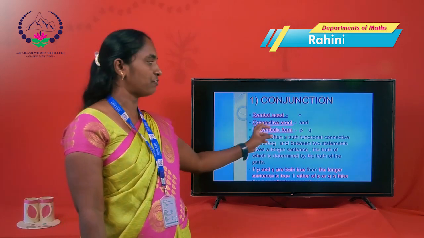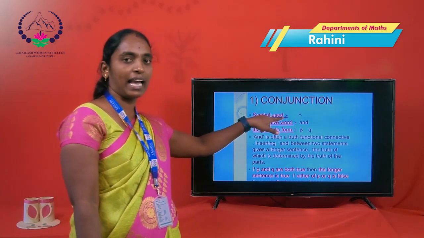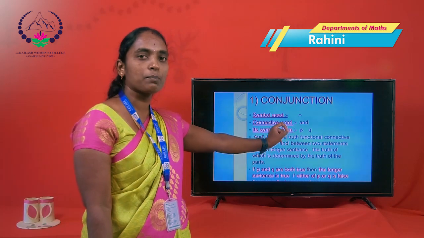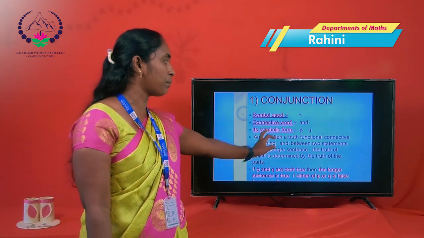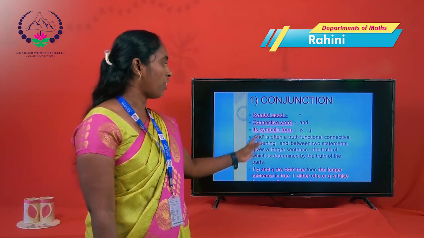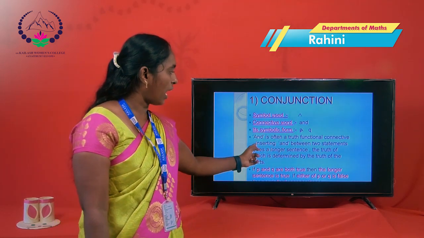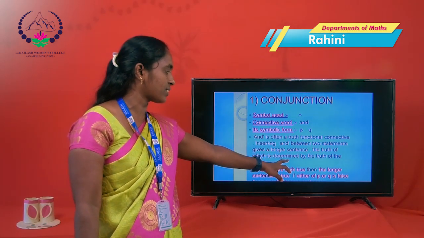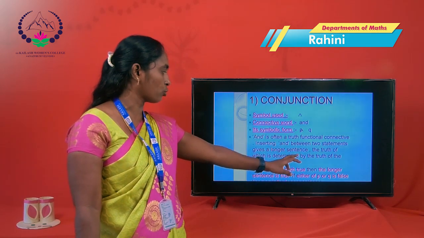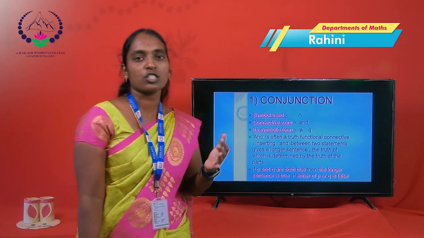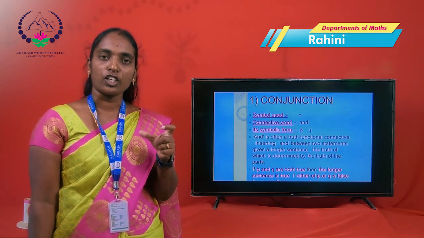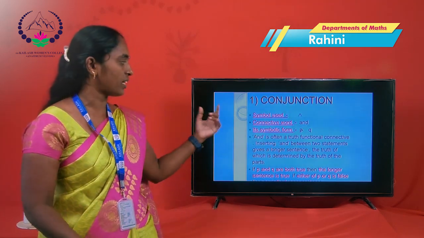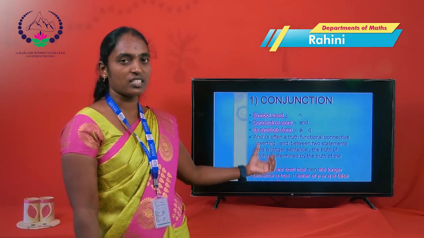So next we have to see conjunction. In conjunction, we use the symbol ∧, that means cap. The connective word is AND. It is pronounced as AND. The symbolic form is P ∧ Q. AND is often a truth functional connective. Inserting AND between two statements gives a longer statement, the truth of which is determined by the truth of the parts. As I said in the previous topic, P is it is raining today and Q is it is cold. We combine both sentences and get a long sentence. So that is the symbolic form of this conjunction statement.